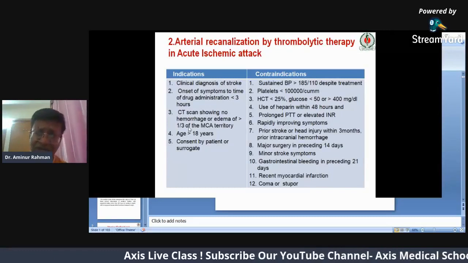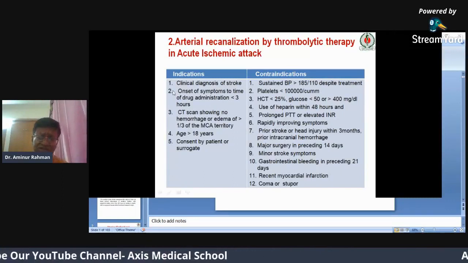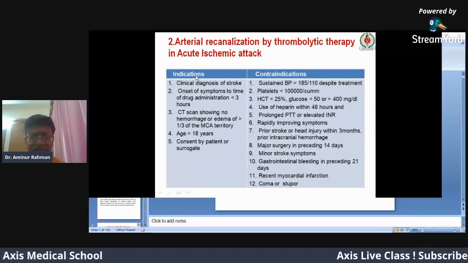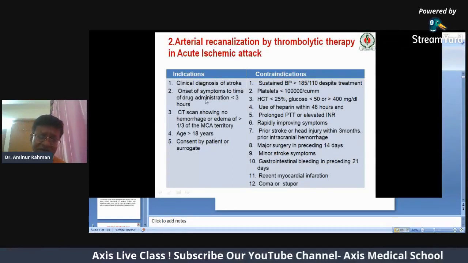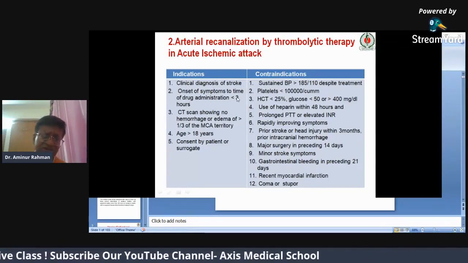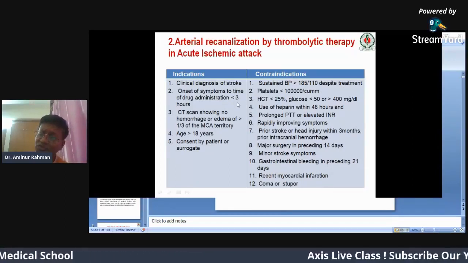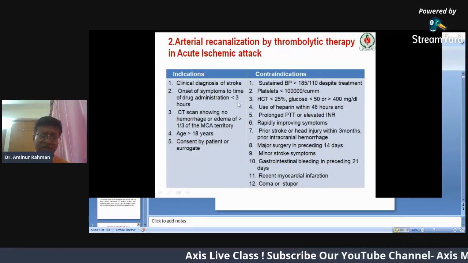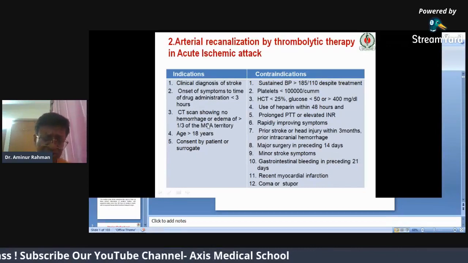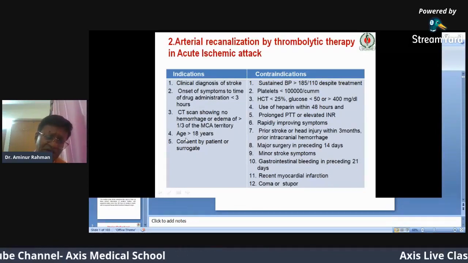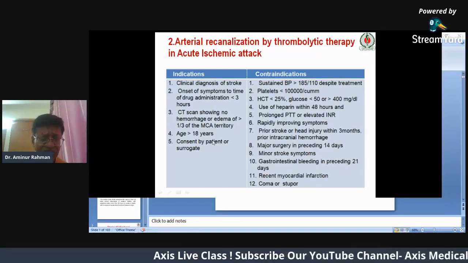And how can we do artery recanalization or thrombolysis therapy in acute ischemic stroke? These are the indications. Clinical diagnosis of stroke. Onset of symptoms to drug administration less than 3 hours. Recently we go for 4.5 hours. And CT scan showing no hemorrhage or edema of more than one third of the MCA territory, age more than 18 years, and consent of the patient.